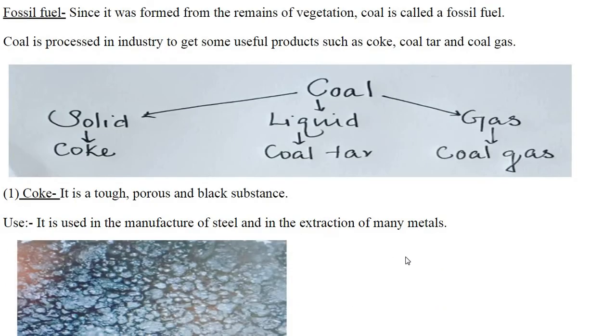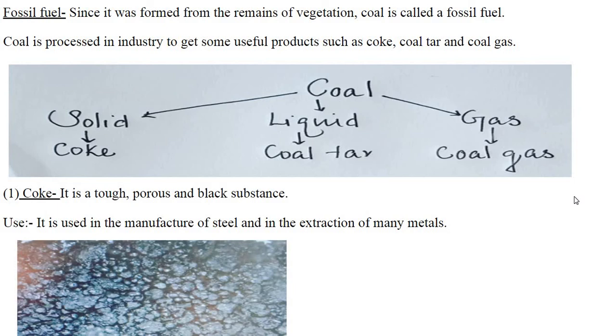The three main useful products which we get from coal are coke, coal tar and coal gas. Coal is processed in the industry to get these useful products. Here you can see coke is solid, coal tar is a liquid form and coal gas is a gaseous form of coal. We'll learn about them one by one.